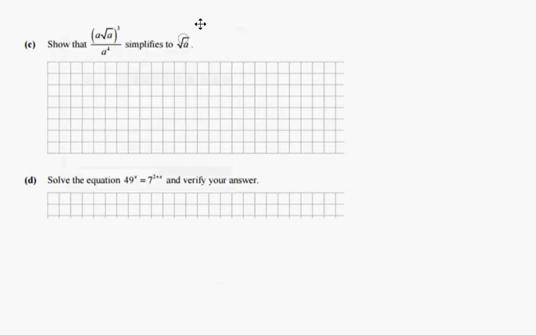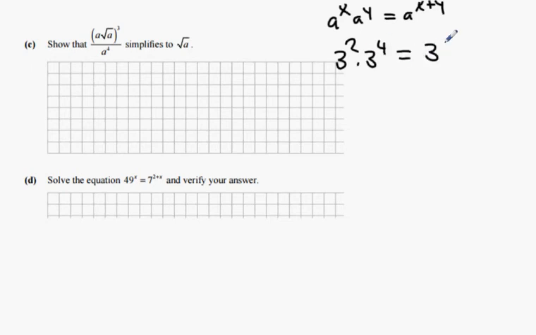The first one's done like this, okay? There's a couple of rules in the papers, alright? So one rule is this: a to the power of x multiplied by a to the power of y is a to the power of x plus y. If you don't know what that means, something like this: 3 to the power of 2 multiplied by 3 to the power of 4 is 3 to the power of 6.